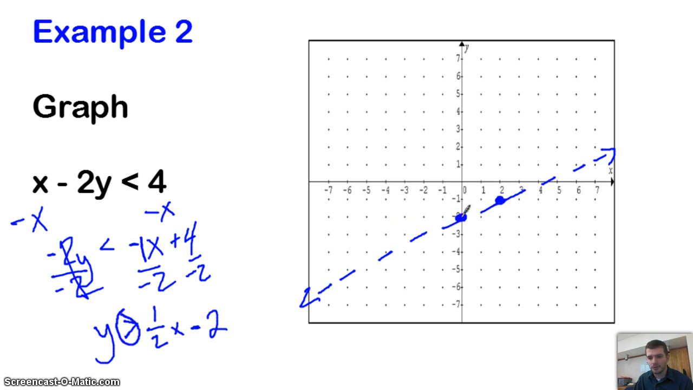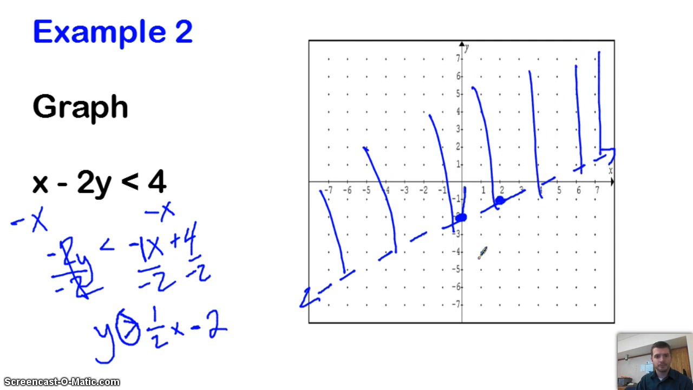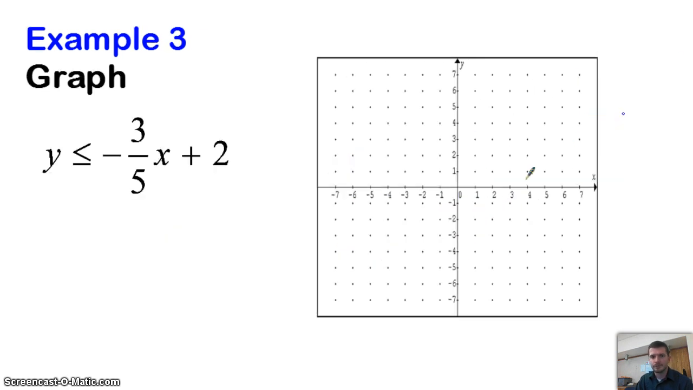Alright, so again, you put your pencil on the y-intercept. Where are the numbers greater, up or down? Well, it's always going to be greater than up. So again, we can go ahead and shade up. Easy enough, right? Let's keep going.